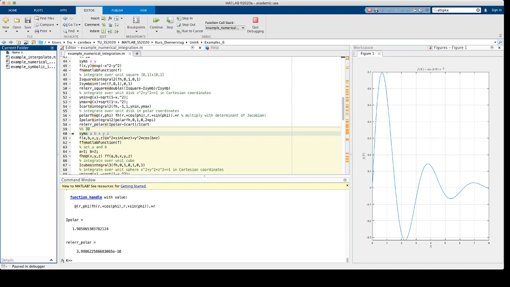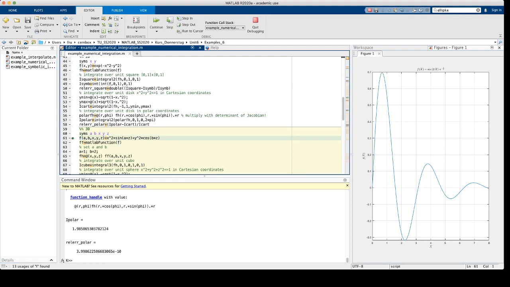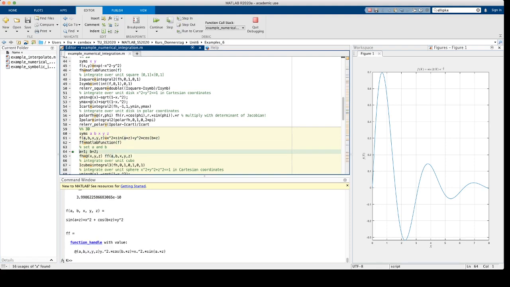Let's now pass to integration in 3D. Let's define a function f of 3 variables x, y, z with 2 parameters a and b. So this is a function definition. I convert it again to a function handle. I set a to 1 and b to 2. And fh is now the function handle with these values of a and b, which depends only on x, y, and z. We can easily integrate this over the unit cube. In this case, the limits are 0 and 1 in all 3 coordinates.